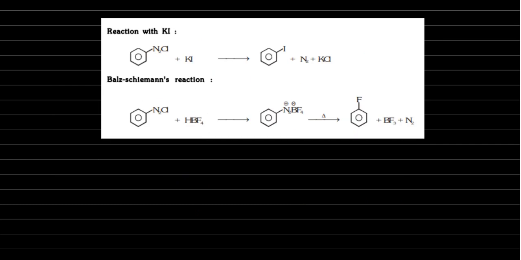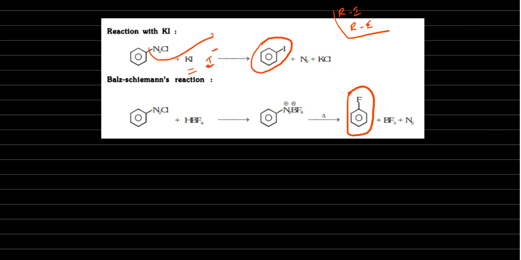Here, one more important thing. If you want to prepare iodobenzene and fluorobenzene, these are also specific reactions. Like alkyl iodide and alkyl fluoride we discussed, like that, aryl iodide and aryl fluoride. Again, these are very specific. Here, aryl iodide is very simple. The diazonium chloride N2Cl is replaced by I minus. For that we are taking just KI, that's enough.